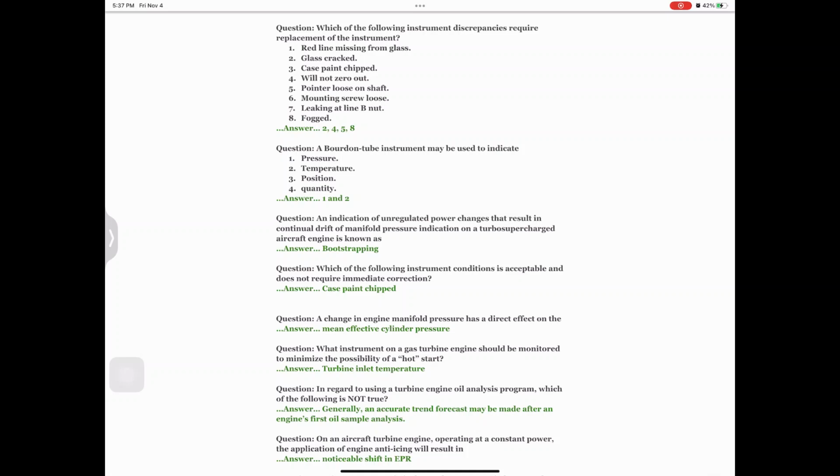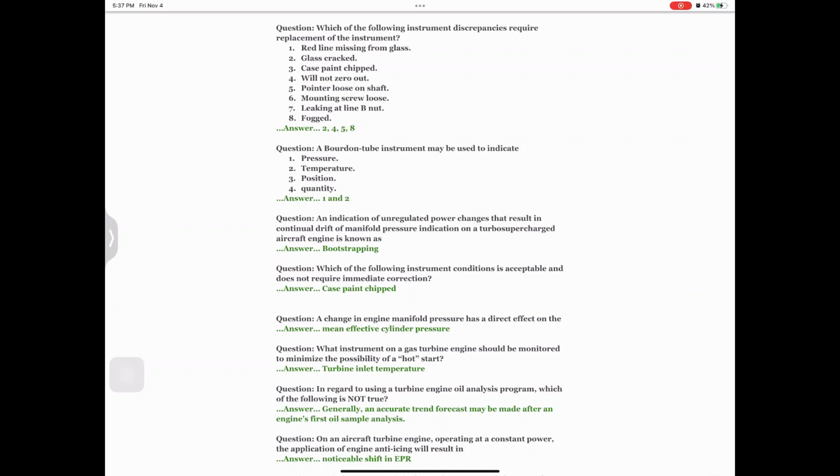Question: A change in engine manifold pressure has a direct effect on the, answer, mean effective cylinder pressure. Question: What instrument on a gas turbine engine should be monitored to minimize the possibility of a hot start? Answer: Turbine inlet temperature. Question: In regard to using a turbine engine oil analysis program, which of the following is not true? Answer: Generally, an accurate trend forecast may be made after an engine's first oil sample analysis.